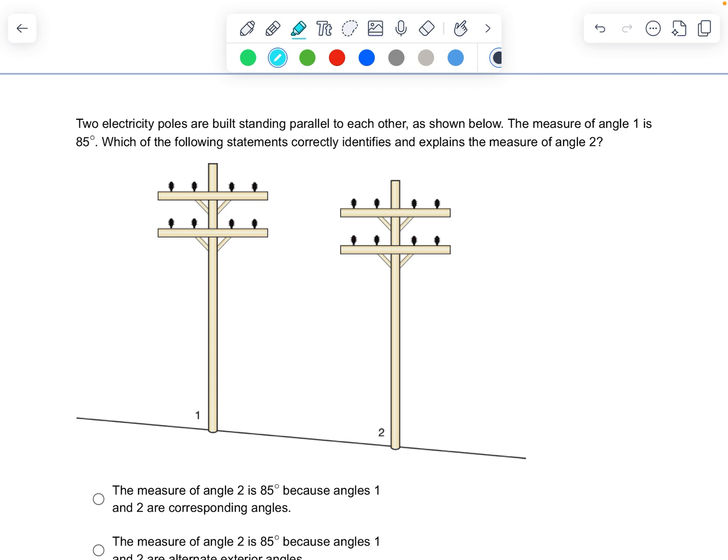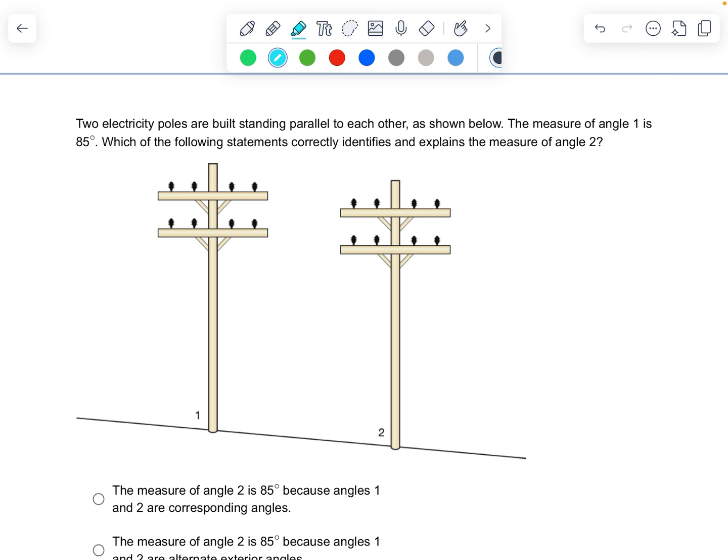11:30. Okay. 2 electricity poles are built standing parallel to each other, as shown below. The measure of angle 1 is 85 degrees. Which of the following statements correctly identifies and explains the measure of angle 2?